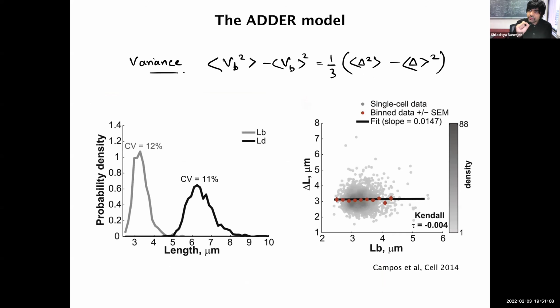And you can actually verify this model from data. What you can do is compute from the data that I showed you how much size you add in each generation, plot it against the birth size, and you see that it's constant. There is no correlation. So statistically, it's constant.